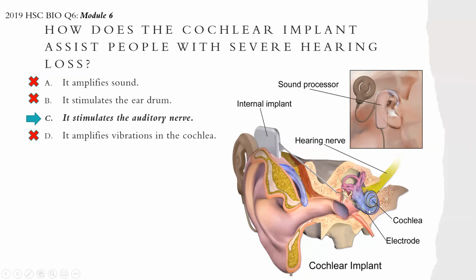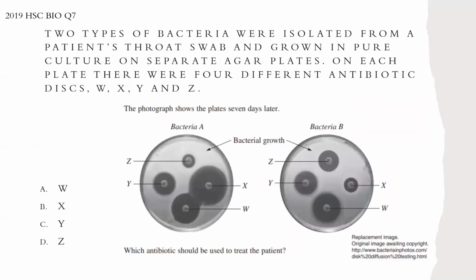And what it's going to do is be implanted inside the cochlea, and it's actually going to be stimulating the auditory nerve. So this requires surgery to install, and yeah. So this is a 2-star difficulty question from module 6.